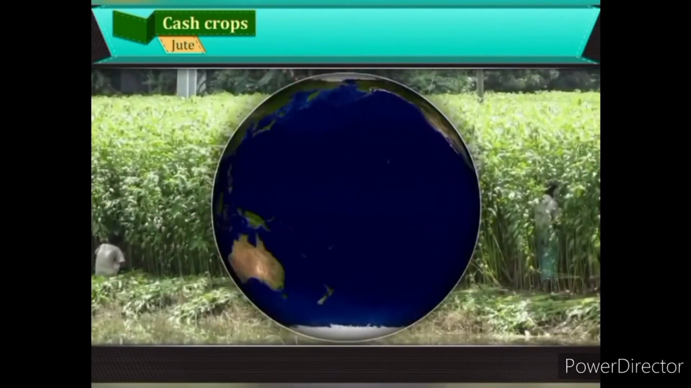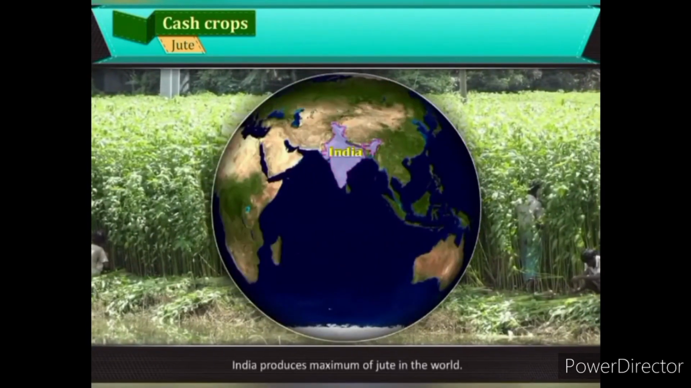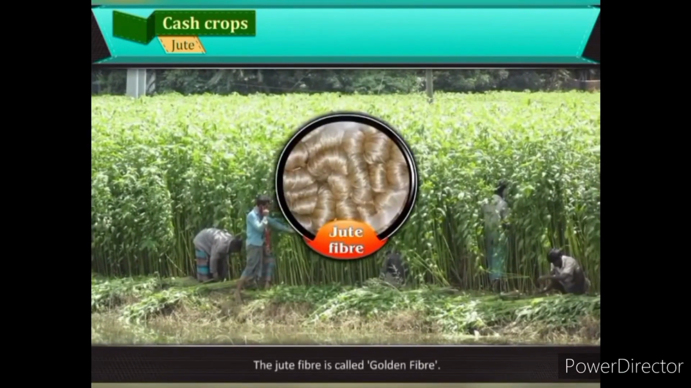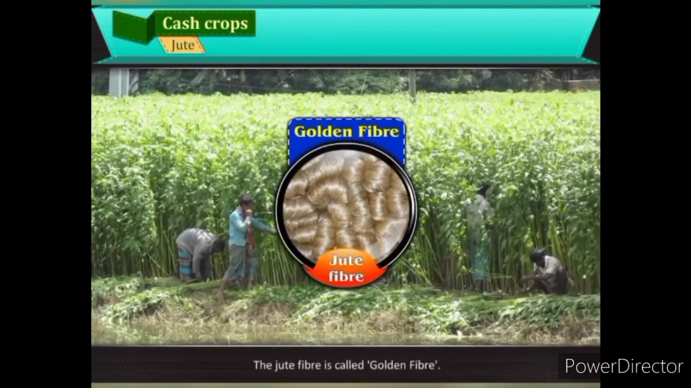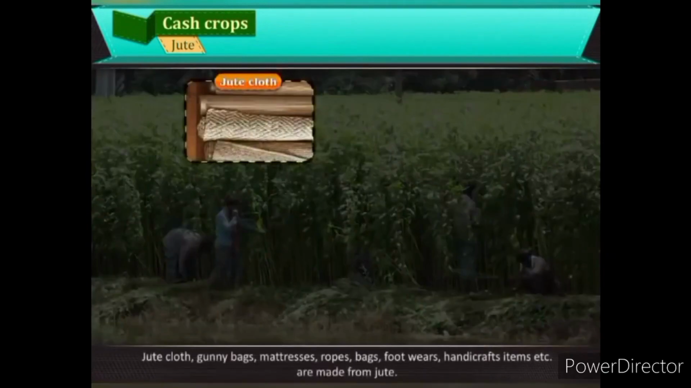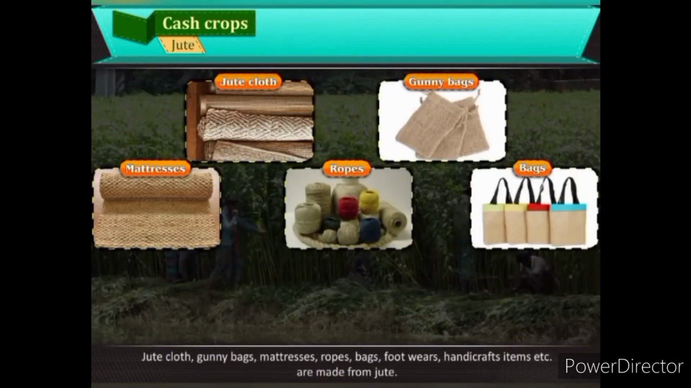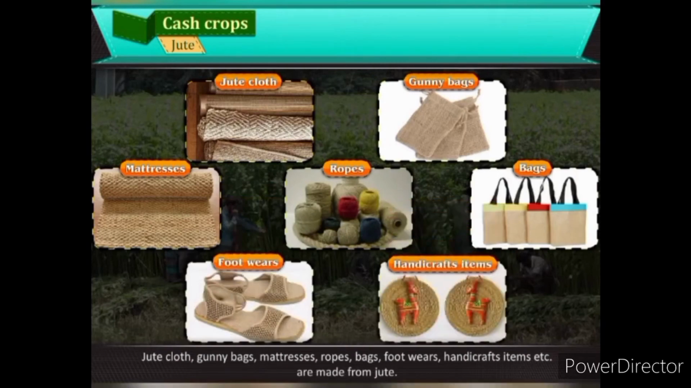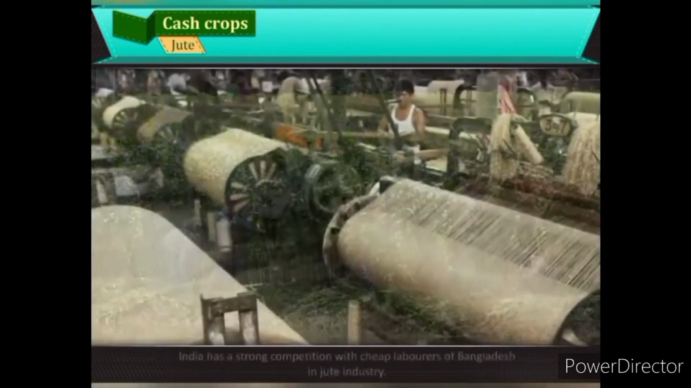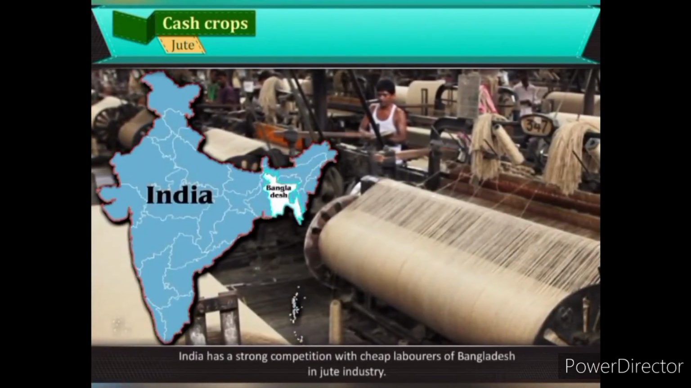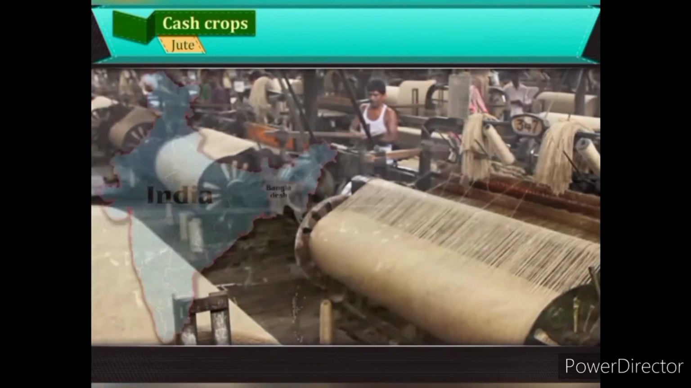Jute. India produces maximum of jute in the world. The jute fiber is called golden fiber. Jute cloth, gunny bags, mattresses, ropes, bags, footwears, handicrafts, items, etc. are made from jute. India has a strong competition with cheap laborers of Bangladesh in jute industry.